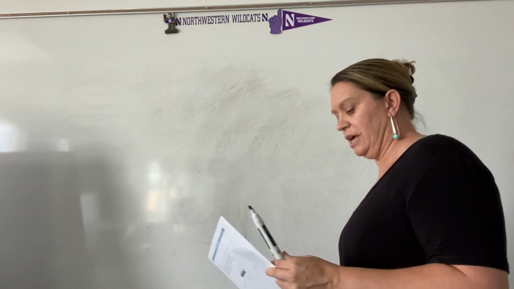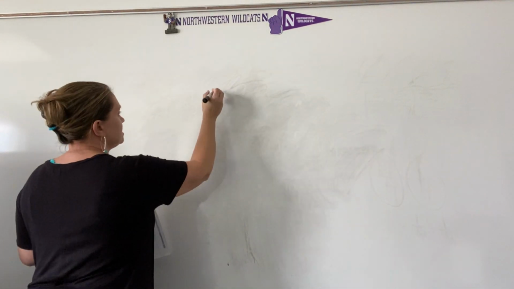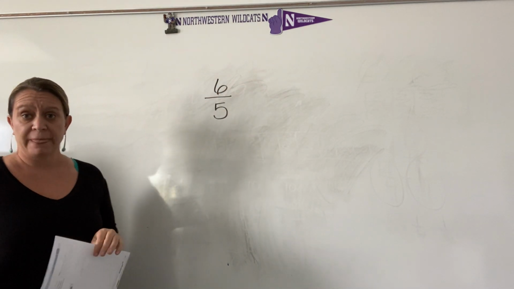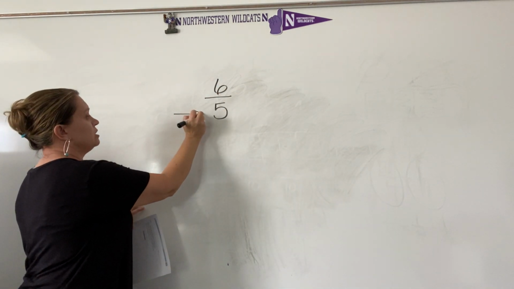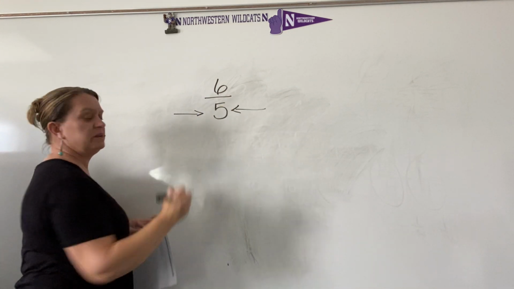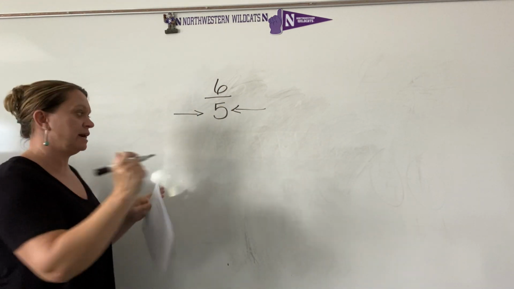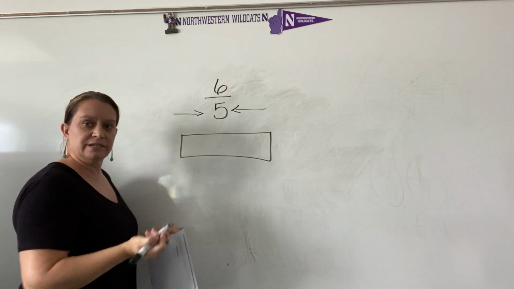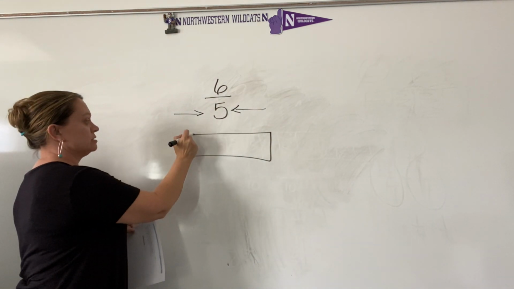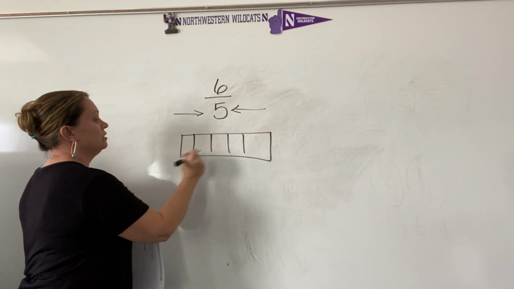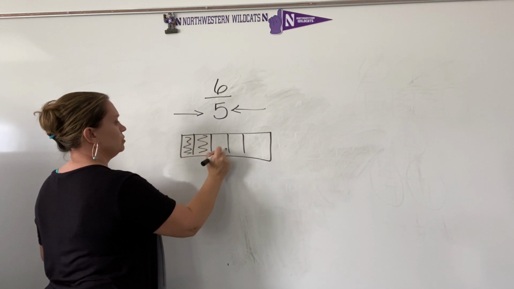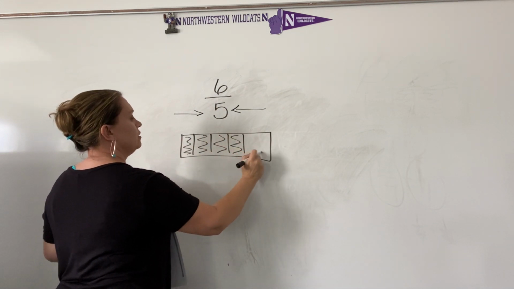So for example, here, I am going to write 6/5. Remember, your denominator is always going to tell you how many pieces to divide that tape diagram into. So I draw a tape diagram, and I'm going to divide it into 5 pieces. 1, 2, 3, 4, 5.